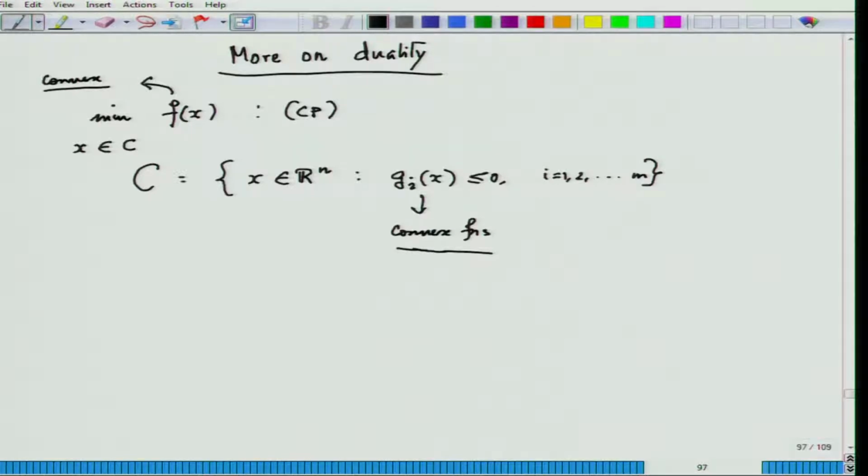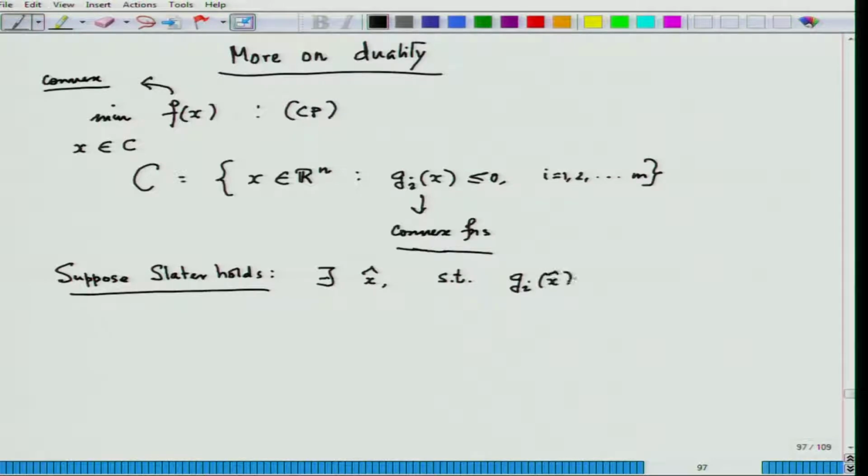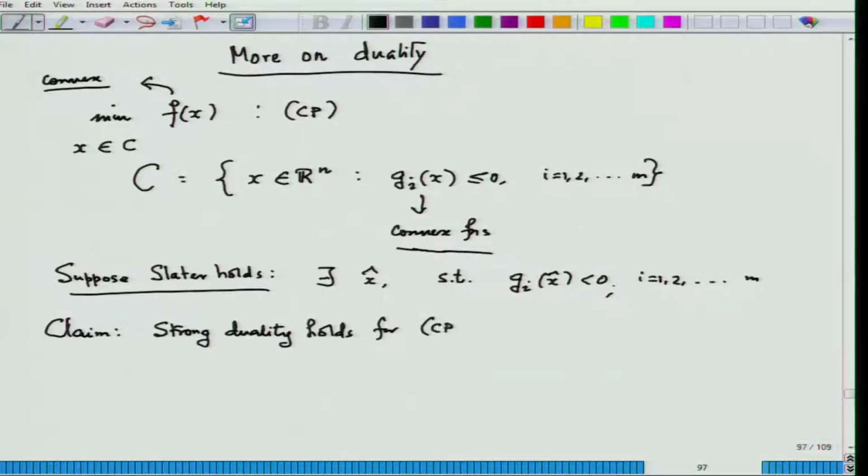Now suppose Slater holds, that is, there exists x hat such that g_i(x hat) is strictly less than 0 for every i. My claim is the following: strong duality holds for CP. The issue is that the Slater condition must hold, that is, we are assuming that this set C has a non-empty interior.